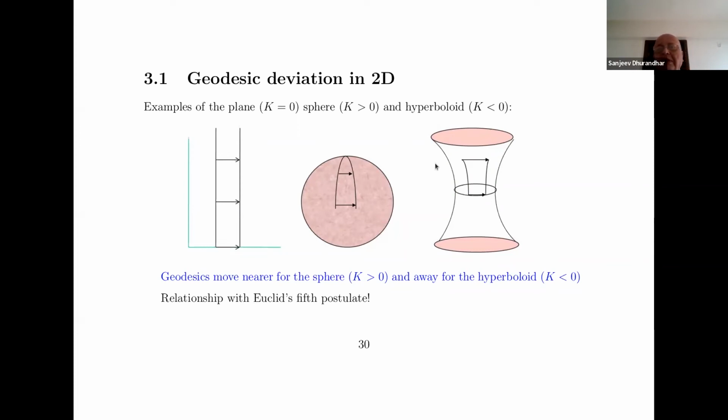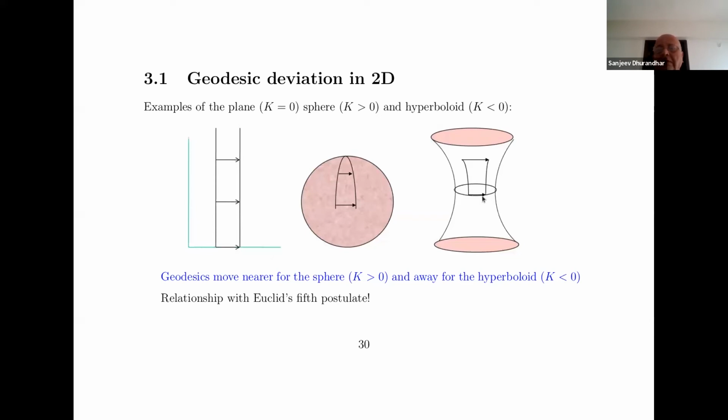The opposite thing happens here for the hyperboloid. Here also you are not doing Euclidean geometry. Say, for example, you take the waist of the hyperboloid. You start with two lines which are parallel to each other. This is a right angle. This is a right angle.